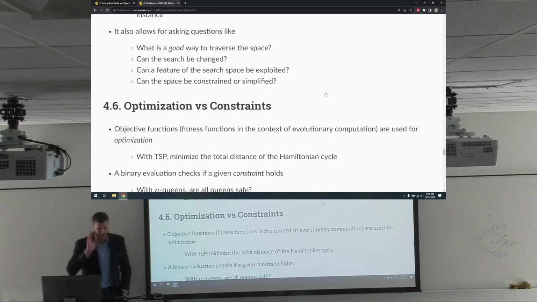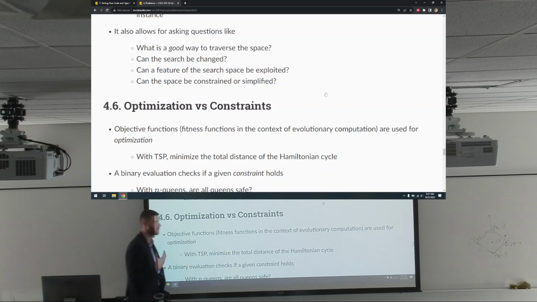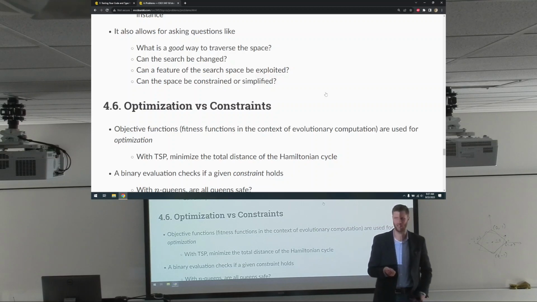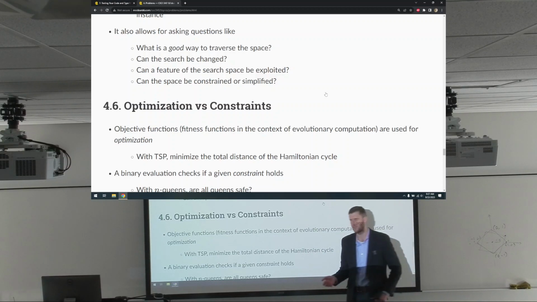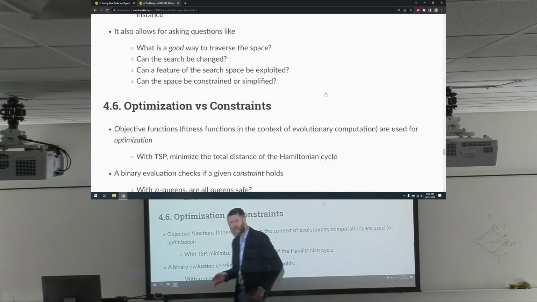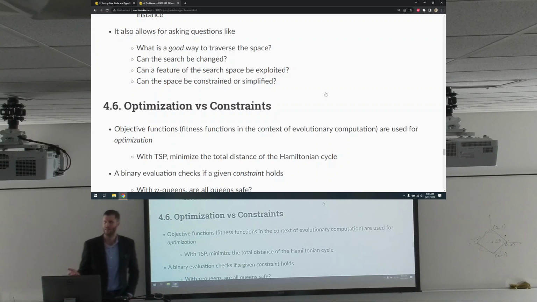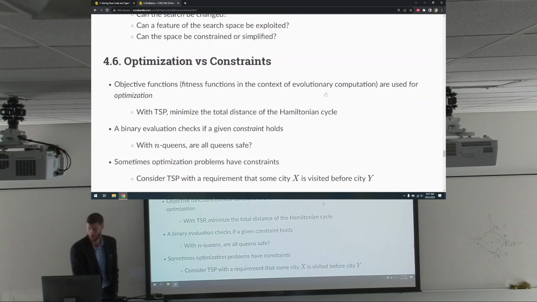So it allows us to ask, what's a good way to traverse the space? Can we modify the search space? Can we change how it's done? Is there any feature or fact about the search space that we can exploit? Is there a gradient in the space I could take advantage of? Can the search space actually be simplified? Can we eliminate chunks of the search space? All of these things are hard to reason about if you don't have a frame of reference like this. And these are all things that we're going to want to do.